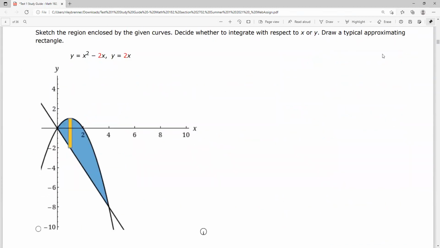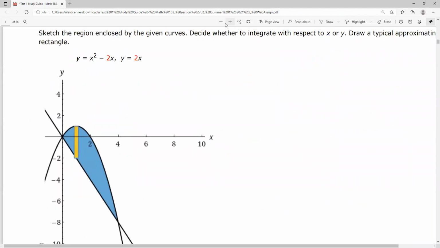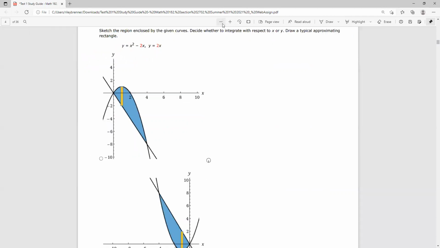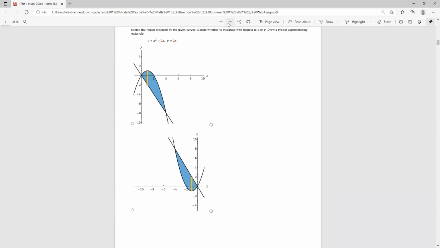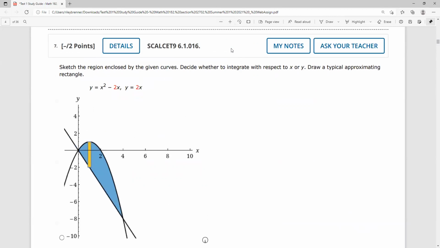Question 7. Here we are. Now we're into the big problems. We're doing actual sketches and curves and drawing. Okay, so sketch the region enclosed by these curves. Determine whether to integrate with respect to x or y. Draw a typical approximating rectangle.